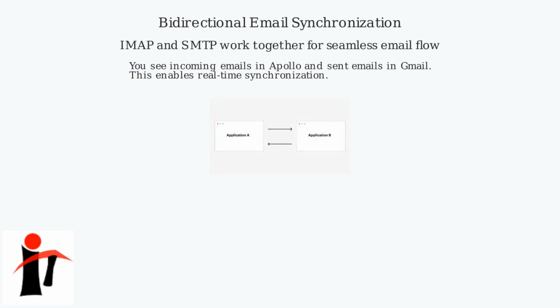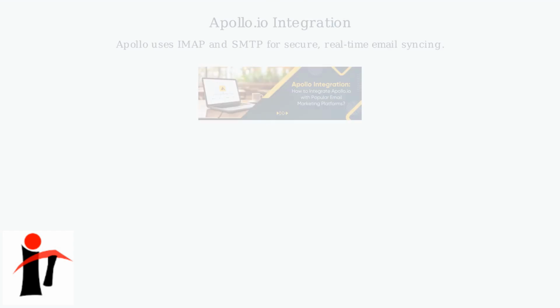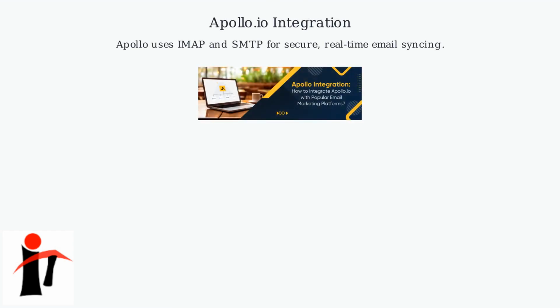Together, IMAP and SMTP enable bidirectional email synchronization between Gmail and Apollo.io. Incoming emails flow into Apollo via IMAP, while outgoing emails sent from Apollo appear in Gmail's sent folder via SMTP, ensuring seamless integration. In Apollo.io, these protocols provide secure, real-time access to your Gmail emails, enhancing sales intelligence without storing data on Apollo's servers. First, enable IMAP in your Gmail settings.